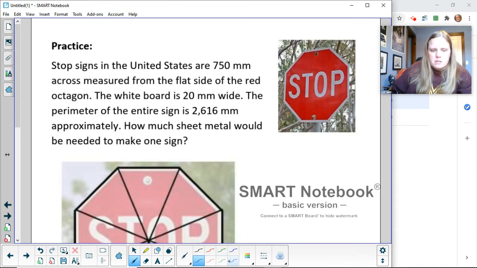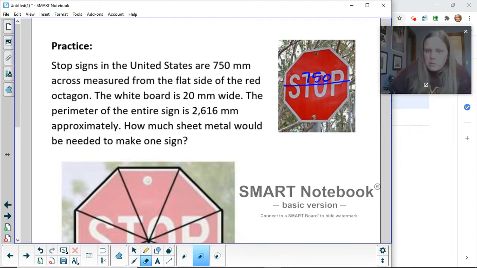All right, here's some practice. Stop signs in the United States are 750 millimeters across. Okay, 750. Measured from the flat side of the red octagon. Okay, just the red section.